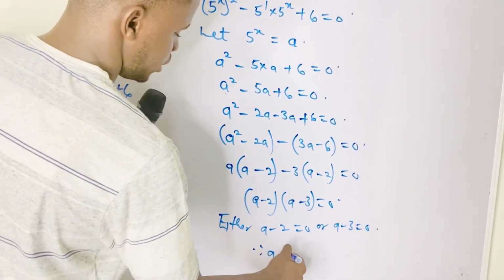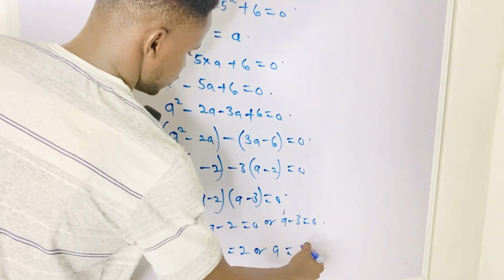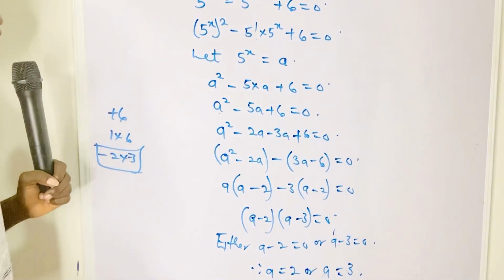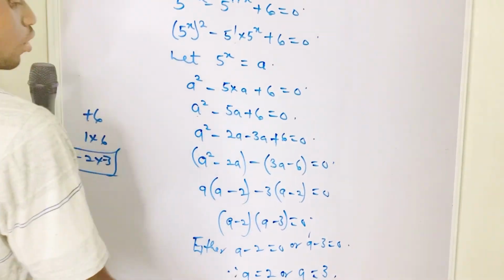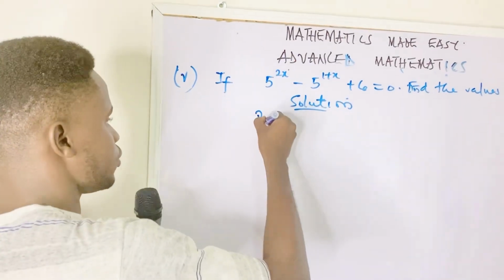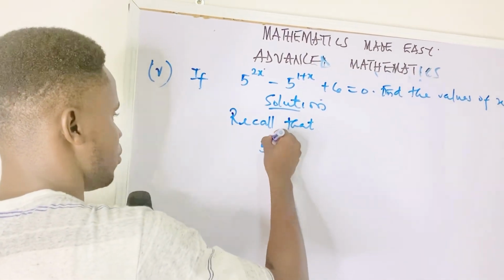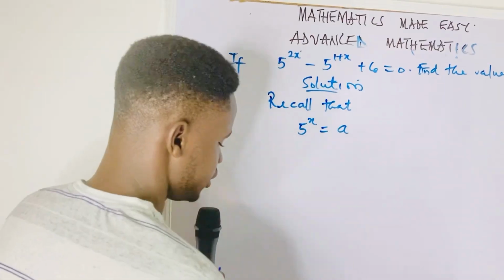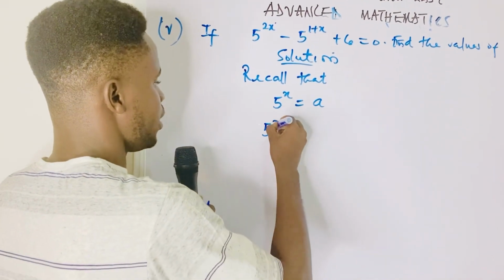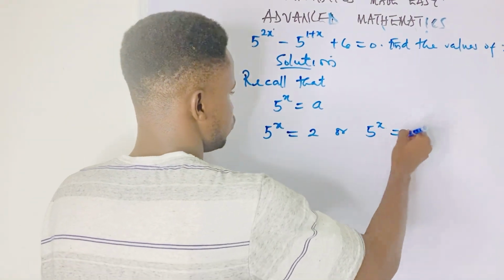And therefore a equals 2, or a equals 3. But this is not your final answer. You have to find x, not a. You have only changed 5 to the power x to a. So recall that 5 to the power x equals a. That shows that you can either have 5 to the power x equal to 2, or 5 to the power x equal to 3.